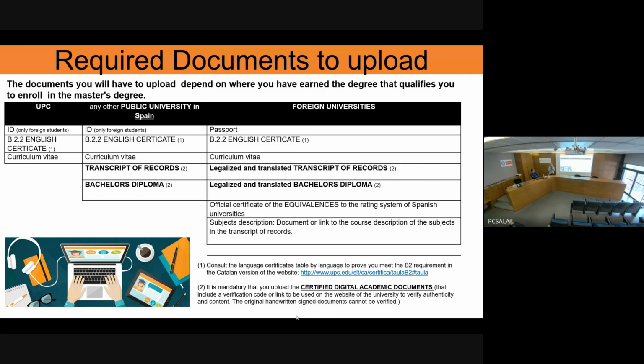Otherwise, when you come in September, if admitted, you will have to come in person and show us all the original documents. So it's very important that if you have to request some documents from your university, ask them already for a verification code, okay?